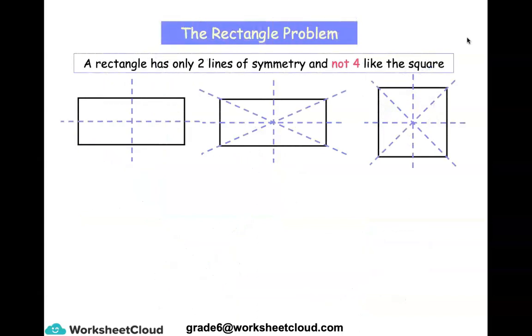So here's the rectangle problem. Many students think that a rectangle has four lines of symmetry because a square does, but a square is a regular shape. And we'll get on to just now the difference between regular and irregular. Remember, a regular shape, all sides and all angles are equal. And in a rectangle, only opposite sides are equal. So it only has two lines of symmetry for a rectangle and four for a square.